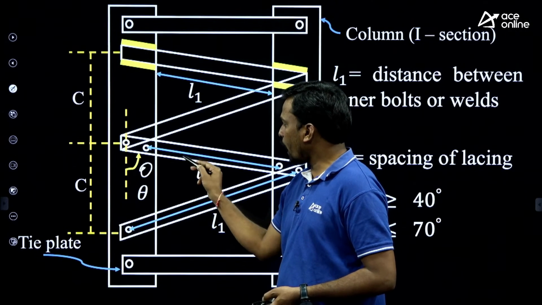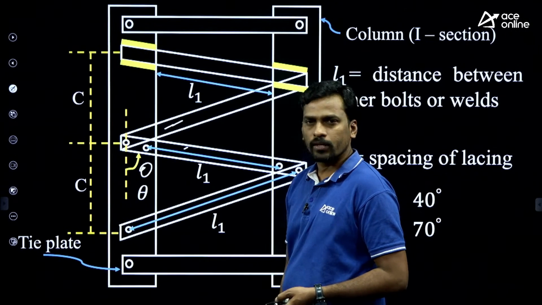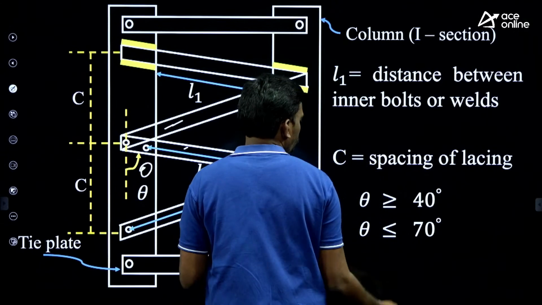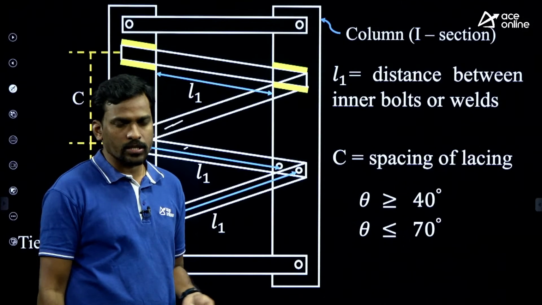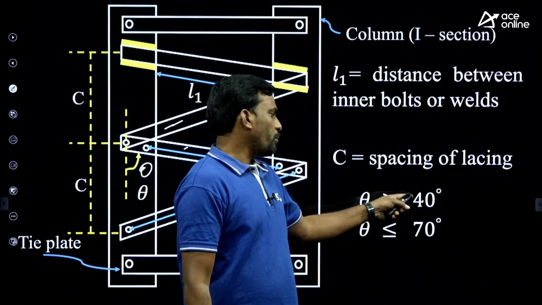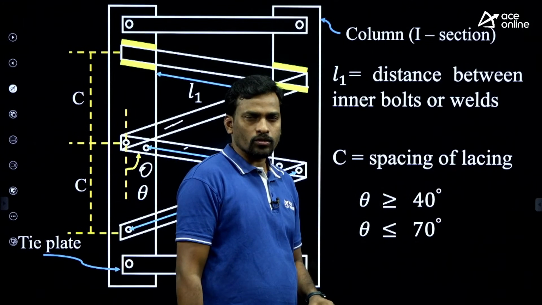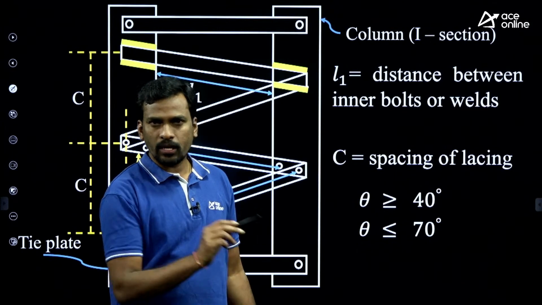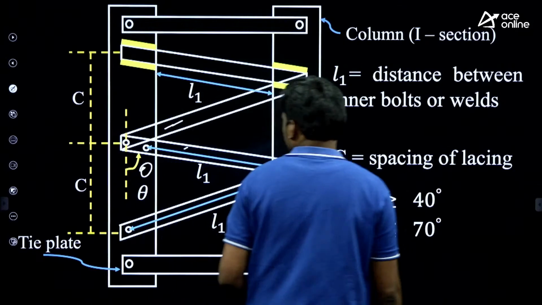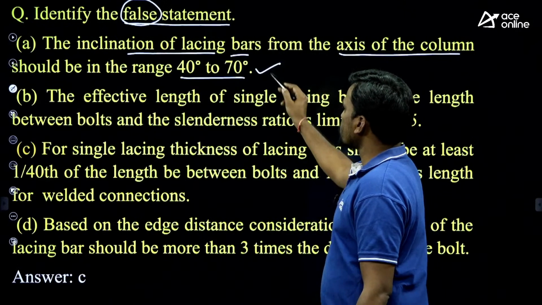Now this is the angle of laced members, right? So this value is always in between 40 to 70 only. IS 800 2007 suggested it: minimum is 40, maximum is 70. So don't provide less than 40, don't provide more than 70. And what is the reason? I gave an explanation already. Okay, right. Then this statement is correct.